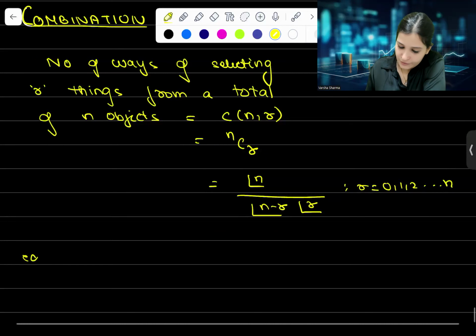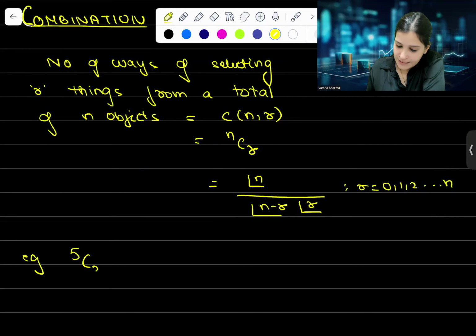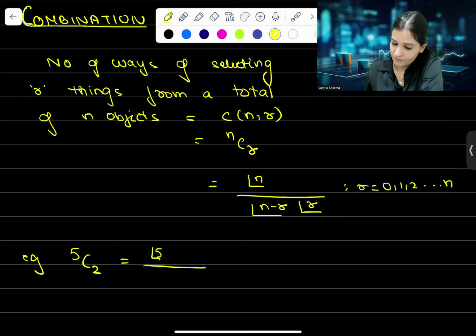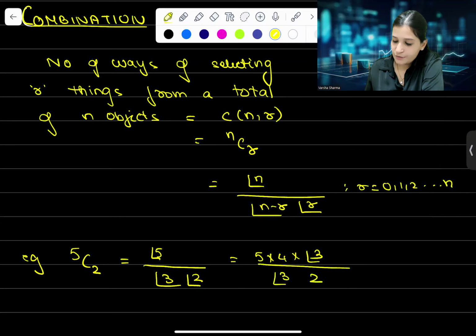So how will we calculate 5C2? Out of 5, choose two things. Factorial 5 upon 5 minus 2, 3 factorial, then 2 factorial. I'll open 5 factorial till I get 3 factorial. Factorial 2 is 2. So 20 by 2, 10.